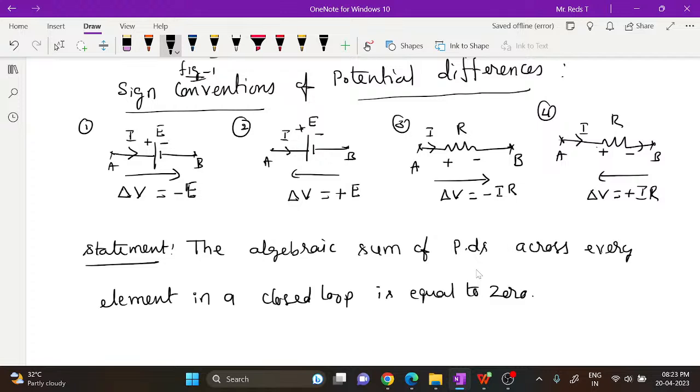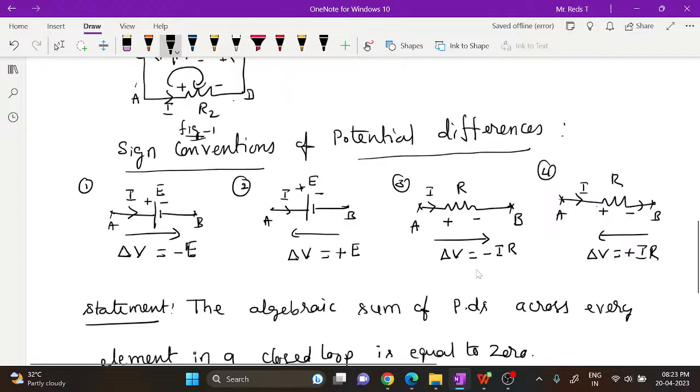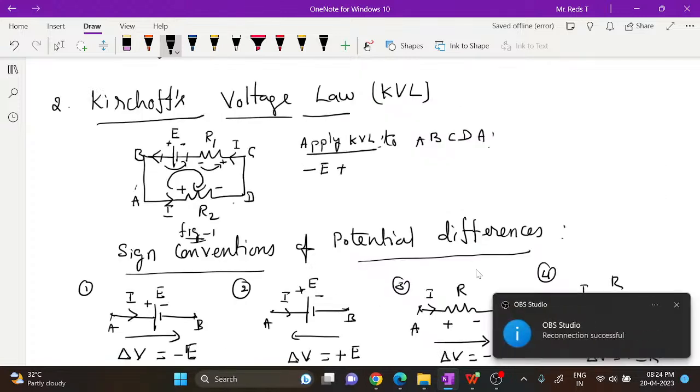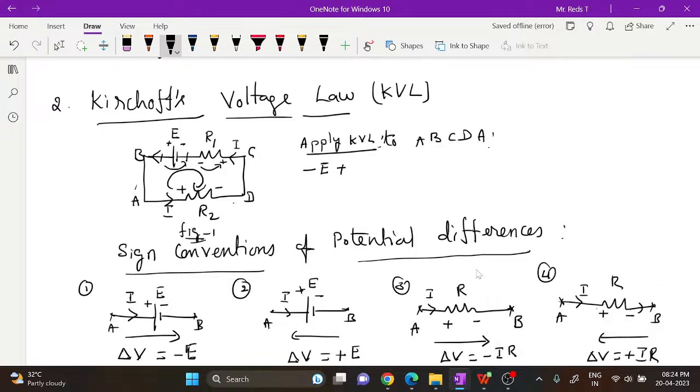So algebraic means by taking sign into consideration. So that is sigma delta V is equal to 0. This is the mathematical way of representing Kirchhoff's law. The potential difference will be plus. And for a resistor, the potential difference is the current through the resistor into its resistance.